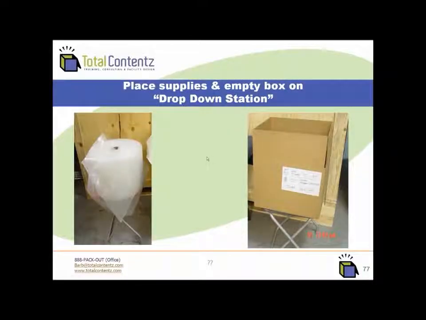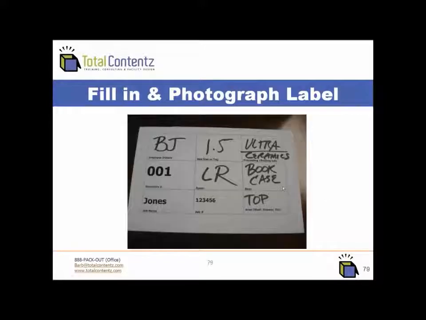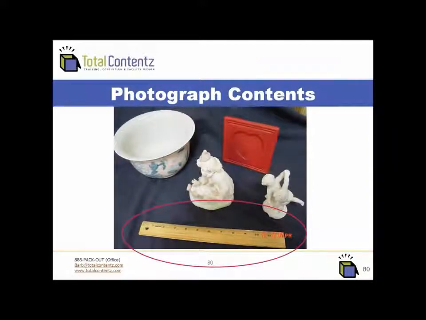So at our pack-out station, we want to create a drop-down station. And this is an elevated table, or it might be as simple as a closed-up box that we're using to elevate some of our packing supplies as needed. And definitely we want to elevate the box that we're loading, that we're packing. We're going to fill out our label. We're going to place it on the box. And here we go. And then we're going to photograph the contents that are going into that box.